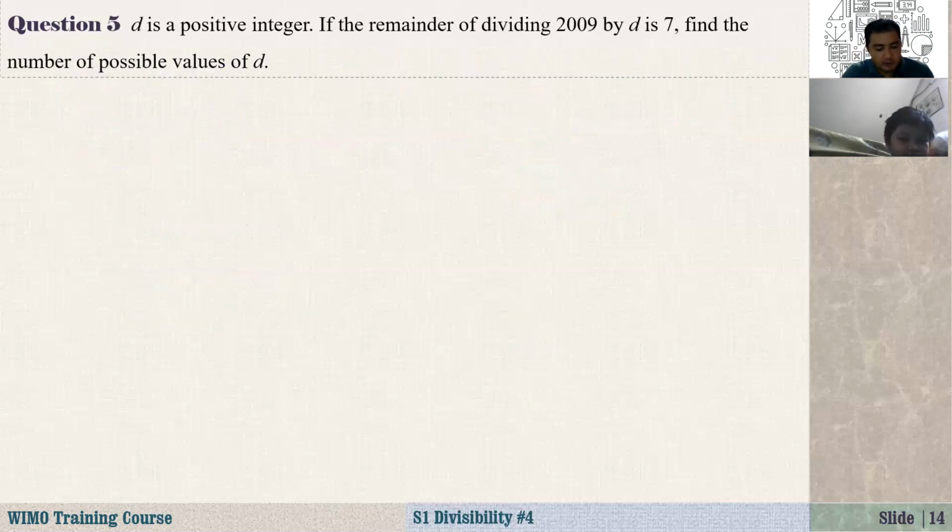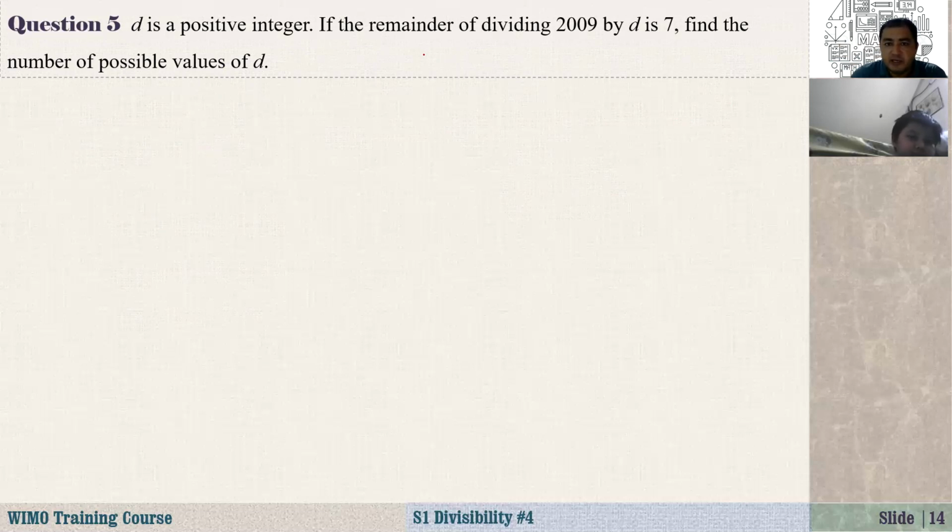Okay. Question 5, Carol, can you read the question? D is a positive integer. If the remainder of dividing 2009 by D is 7, find the number of positive values of D. Okay. Here, D is a positive integer. So the remainder of dividing 2009 by D is 7. Find the number of possible values of D.